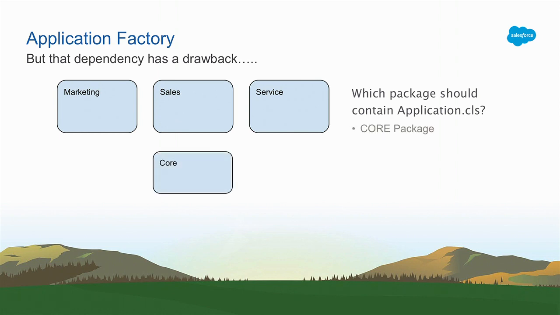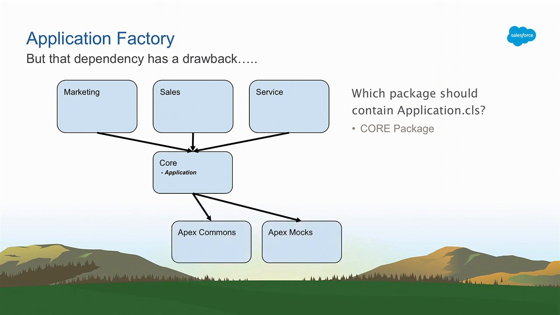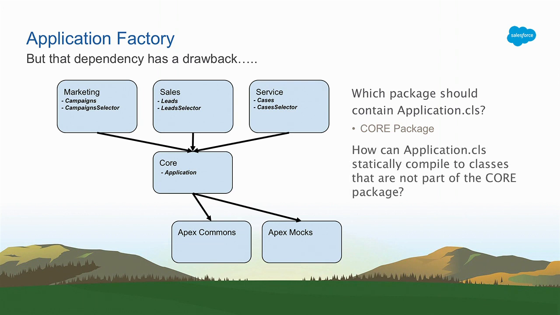So in our experience, what we found is that having a baseline core package to put the application factory in is the best approach, because then each of the different business unit packages can depend on that core package, and they don't have to have interdependencies amongst themselves. The core package will depend on Apex Common and Apex Mocks. But that still leaves us with a little bit of an issue, because you've got all those selectors and domain objects up in the business area. So the campaigns domain, the campaigns selector. How do you get that back into the upstream dependency of the common or the core package?